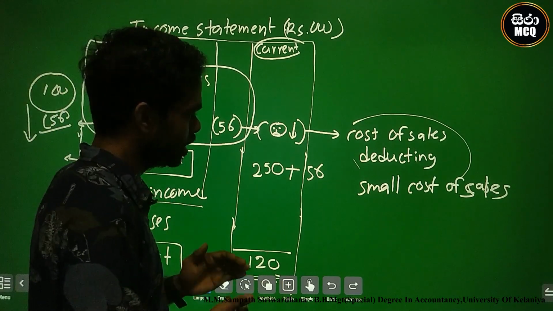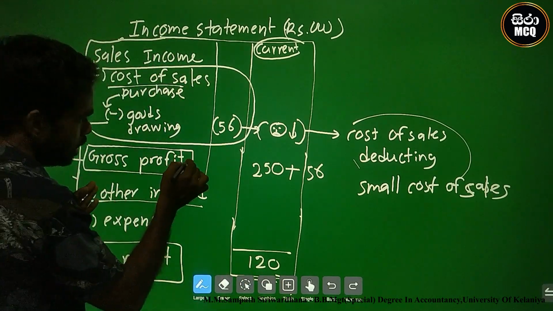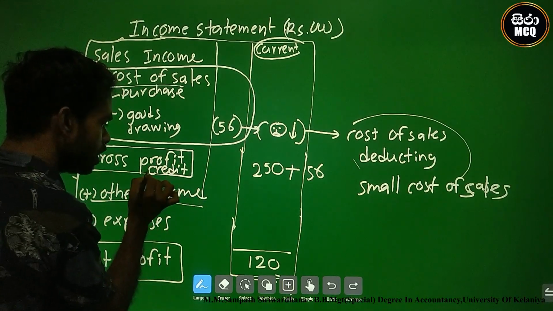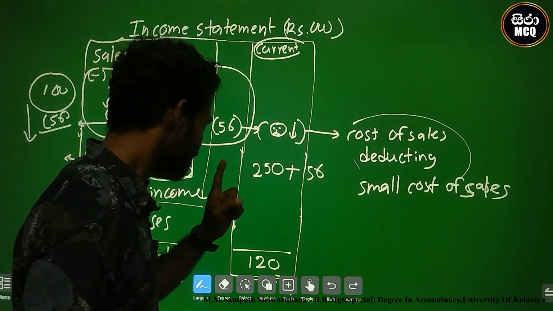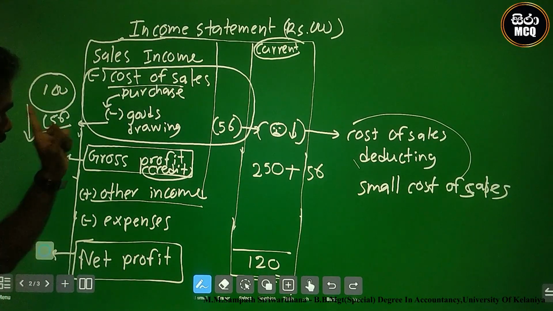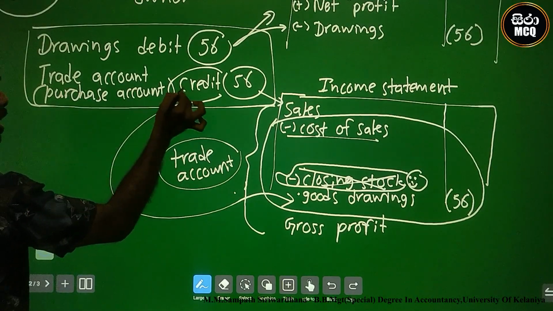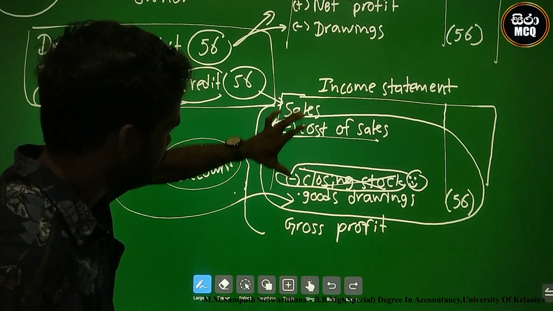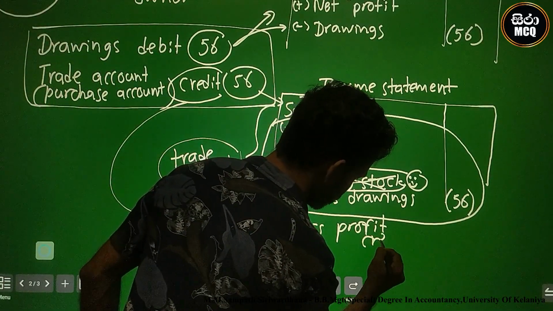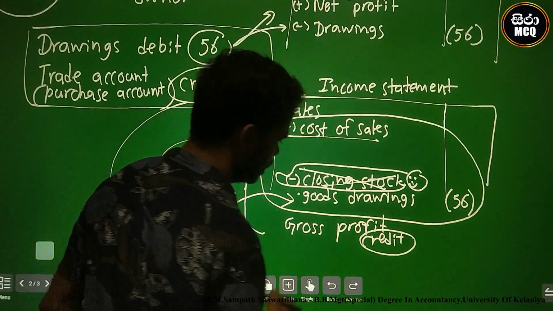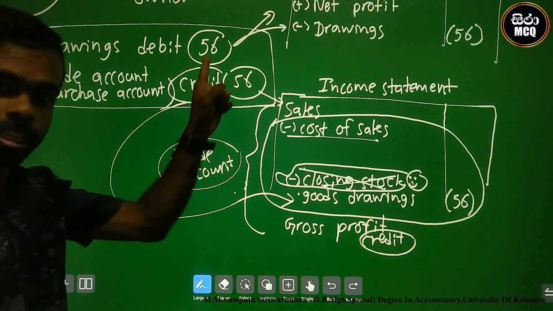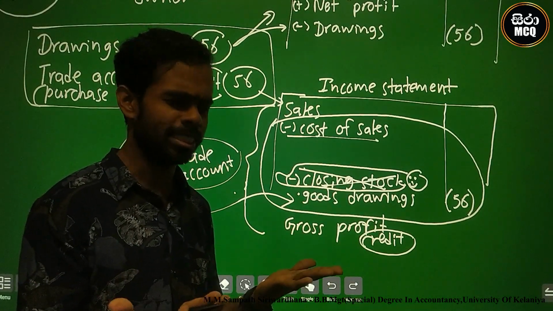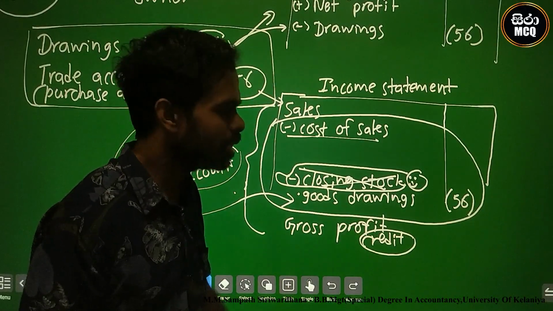Another method: I said that the gross profit is a credit one. Look here, gross profit is a credit person. Profits are credit persons. Look here, this double entry: trade account credit, no? Trade account credit. The trade account means this. The gross profit is a credit person. This side is another credit side. At this time, this person is a credit person. The gross profit is a credit person.